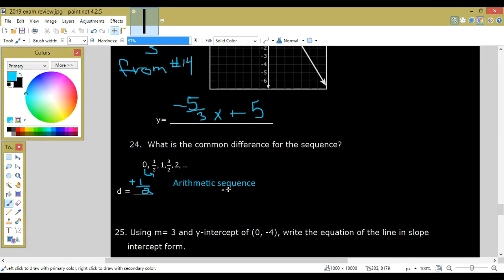And this is an arithmetic sequence because we have a common difference instead of a common ratio. We're adding or subtracting something every time instead of multiplying and dividing something each time.